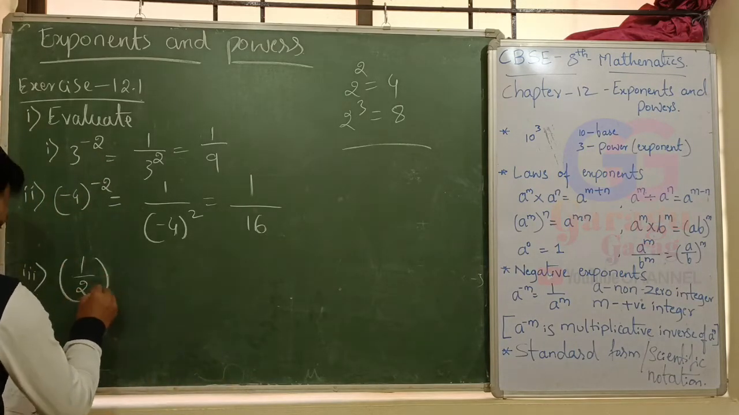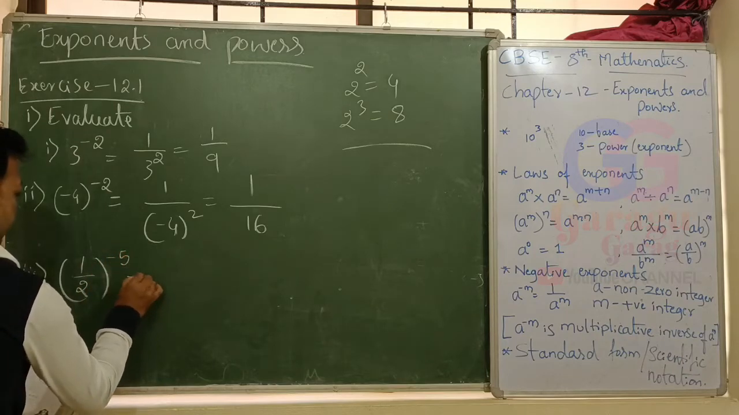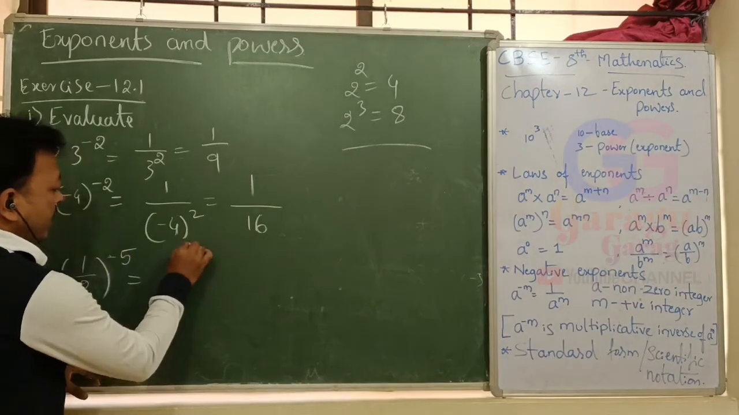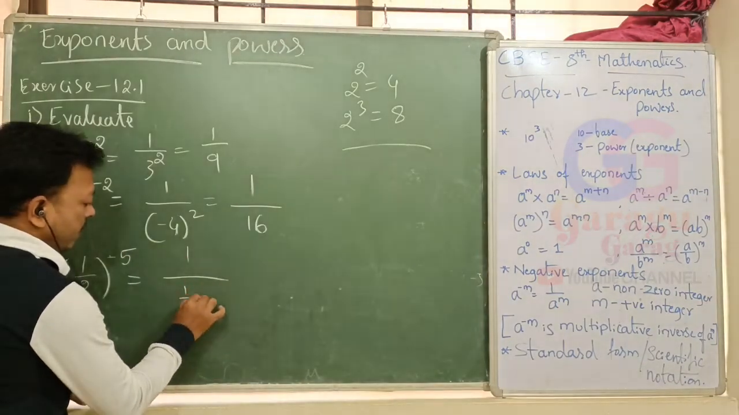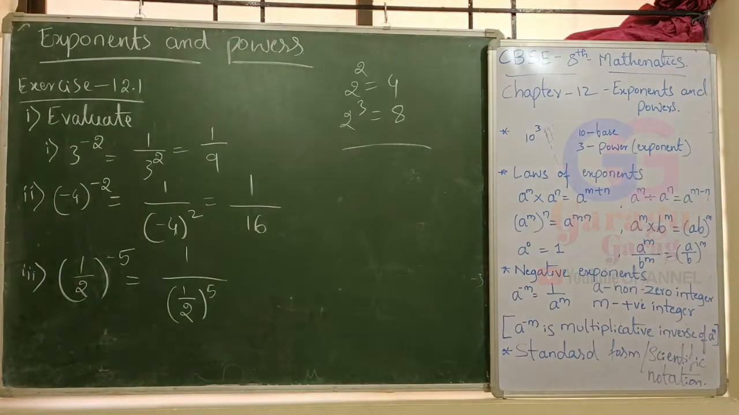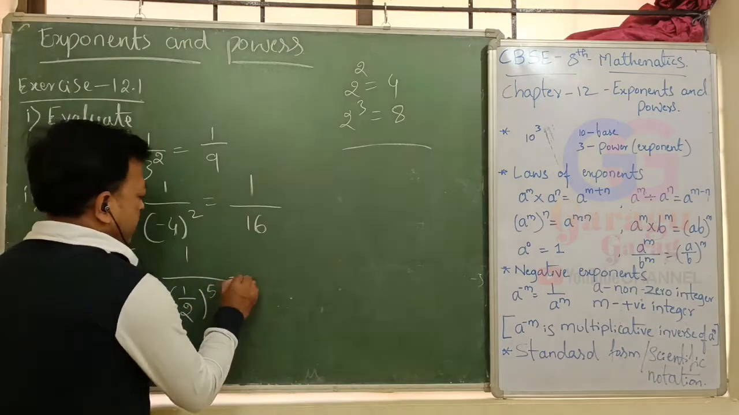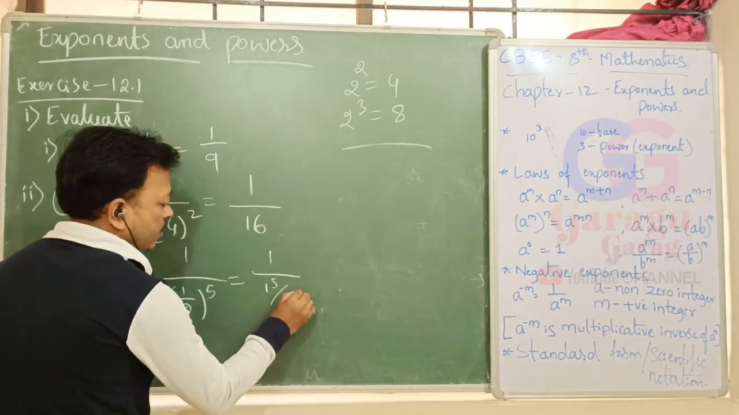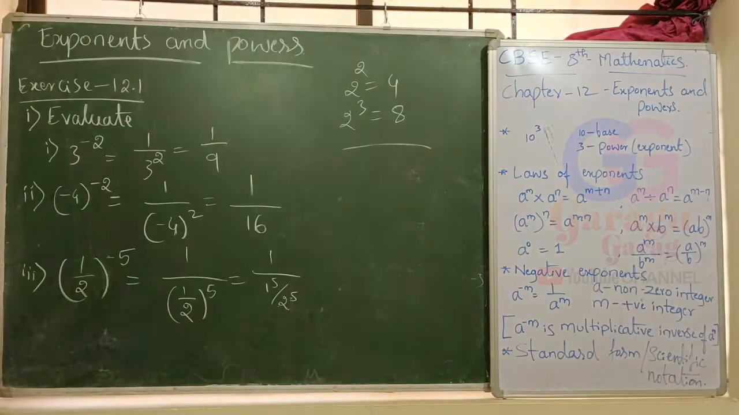And next, the third one: 1 divided by 2 whole raised to minus 5. See here, 1 divided by 2 whole raised to minus 5 is there. Because of the minus 5, how do we do it reciprocally? It becomes 1 divided by 2 whole raised to 5, taken as the reciprocal. Next, 1 raised to 5 divided by 2 raised to 5.